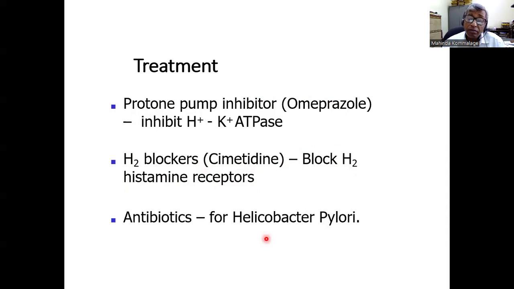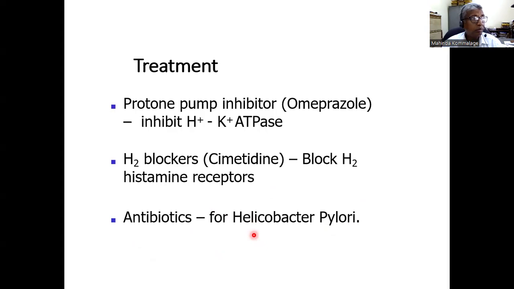Then if we think about Helicobacter pylori, that's a bacteria. I mentioned that. So probably we might use some certain antibiotic to destroy the bacteria, right? Then there are some drugs which will neutralize the acidic medium. We call them antacids, right? That will neutralize the acid on the surface of the stomach. We call antacid, aluminum hydroxide.